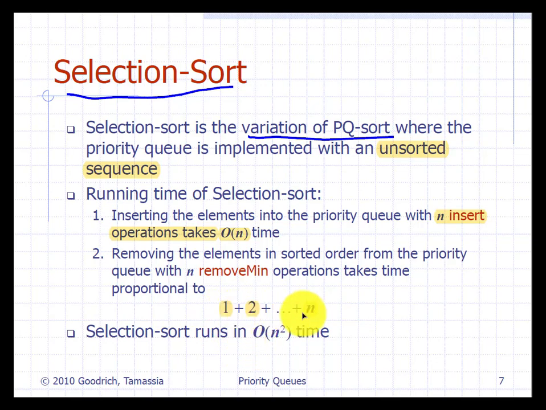So if we add all of this up, 1 plus 2 plus 3 plus 4 plus 5, plus n minus 3 plus n minus 4, plus all of this, n minus 2, n minus 1, and then n. If we add all of that up, we're going to get n squared.